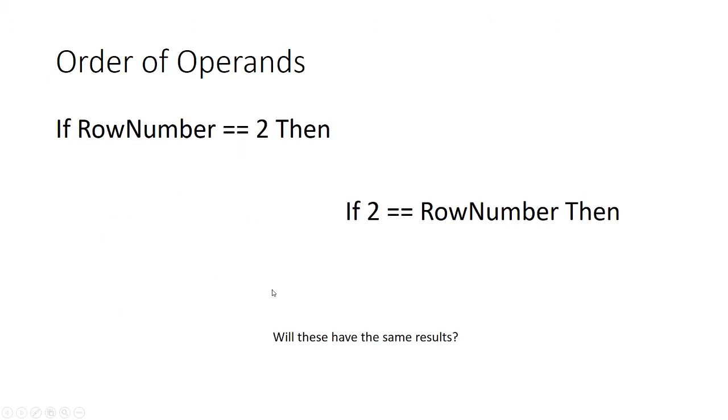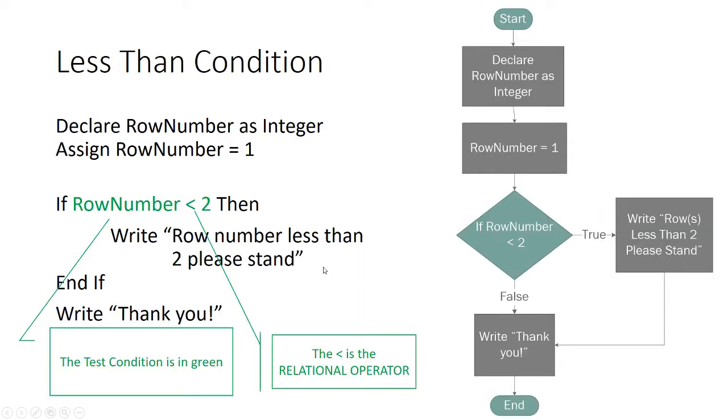So let's look at some specific things before we get too worried about Java. First of all, if we have an if statement and we say if row number equals 2, is that the same as saying if 2 equals the row number? Would we have the same results? In this case, we would. We'd have an equality issue.